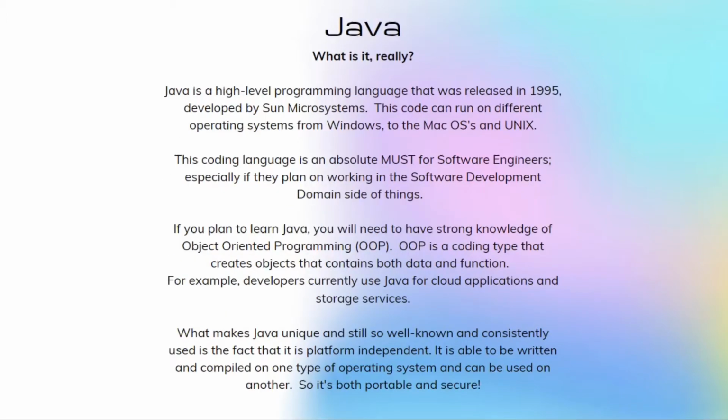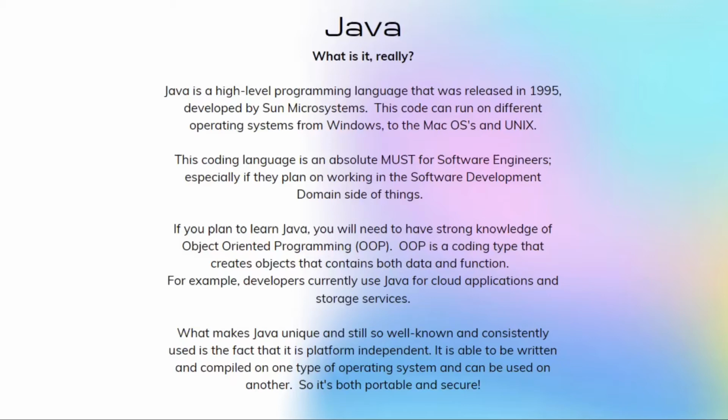Now for what I like to refer to as the older sister of the coding languages, Java. Java was developed by Sun Microsystems, so the two Javas were actually created by two different companies. This code can run on various operating systems and is used to structure apps and to store data. It is an absolute must for software engineers, especially if they plan on going into the software development domain. If you want to learn Java, you have to have a strong knowledge of object-oriented programming.